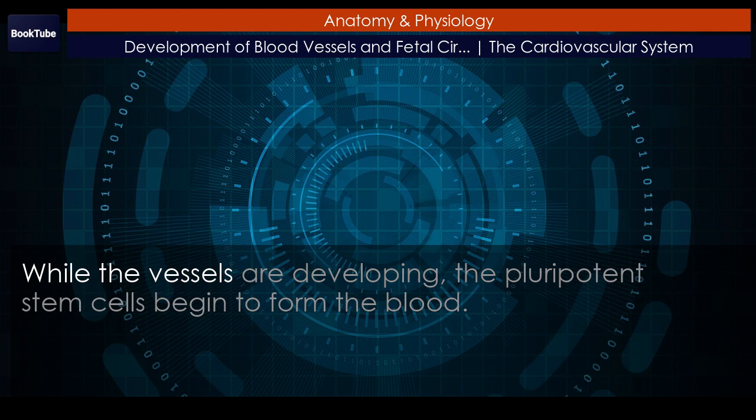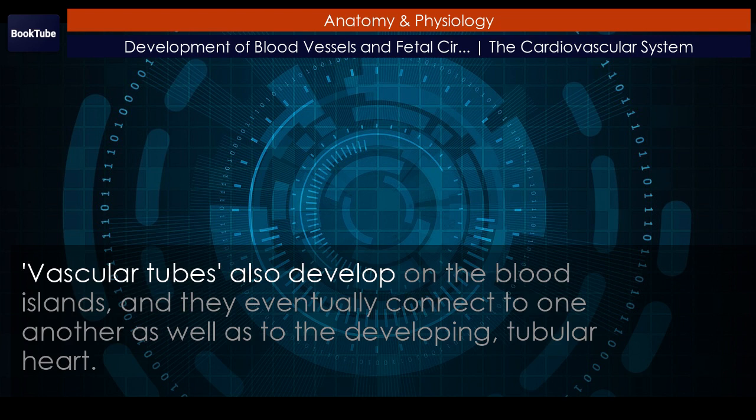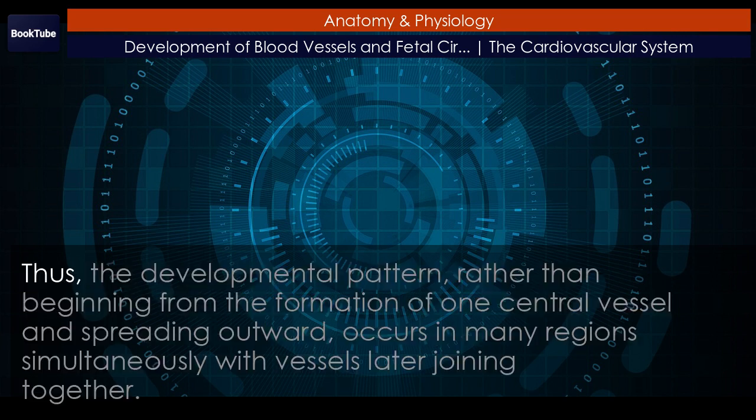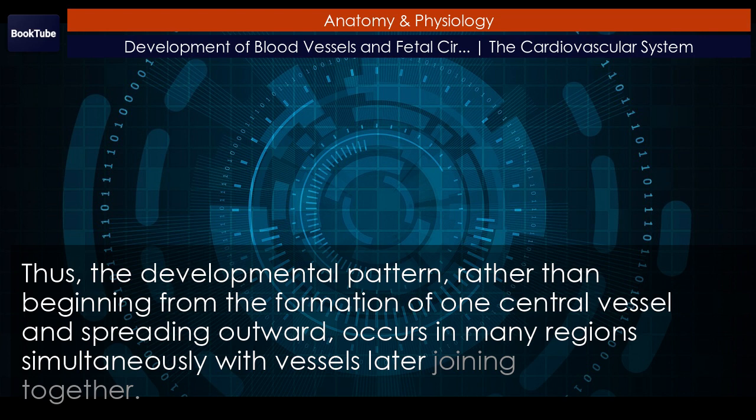While the vessels are developing, the pluripotent stem cells begin to form the blood. Vascular tubes also develop on the blood islands, and they eventually connect to one another as well as to the developing tubular heart. Thus, the developmental pattern, rather than beginning from the formation of one central vessel and spreading outward, occurs in many regions simultaneously, with vessels later joining together.